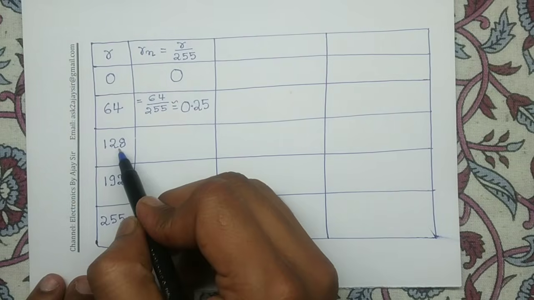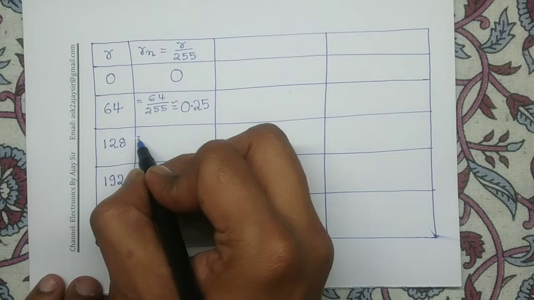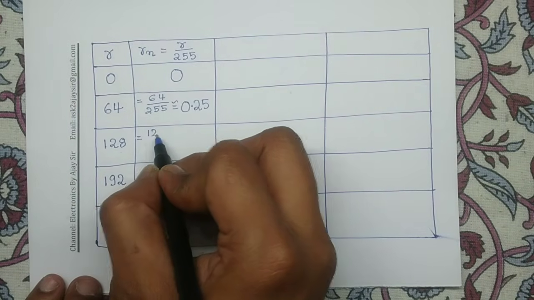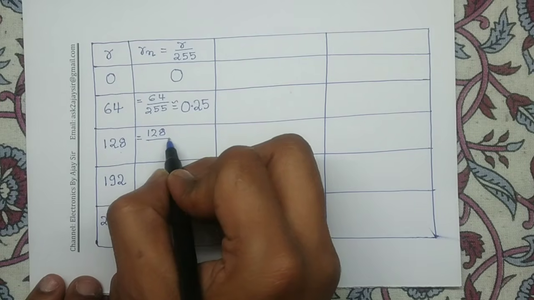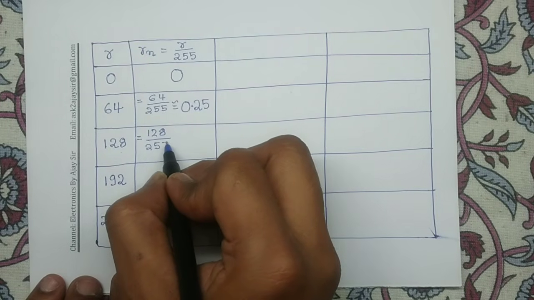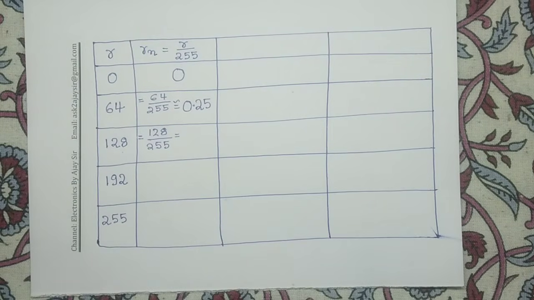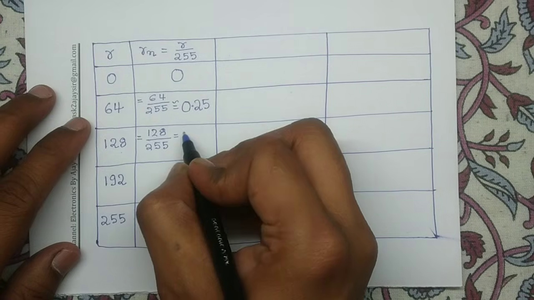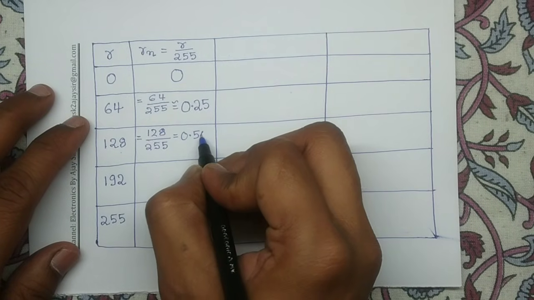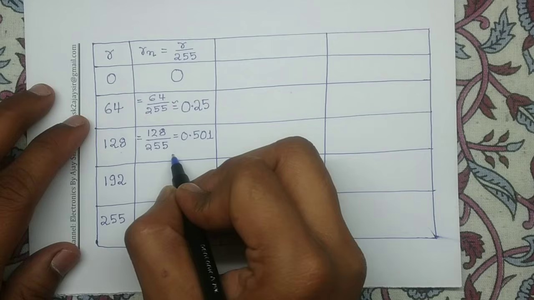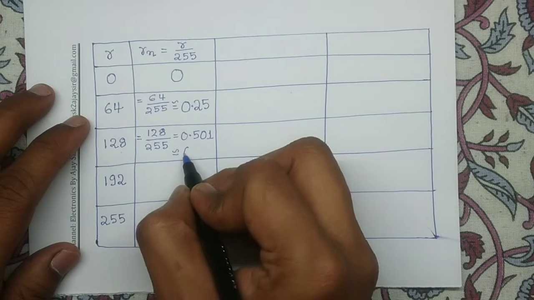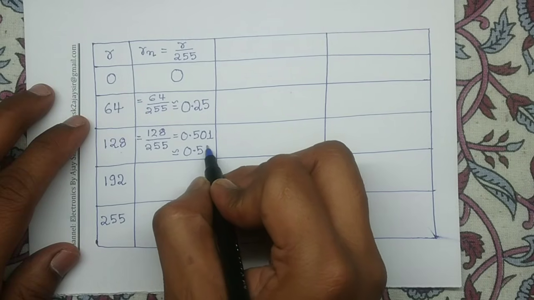Next intensity value is 128. We will normalize this intensity value 128. 128 divided by 255 is equal to 0.501, and up to 2 decimal places this is approximated to 0.50.